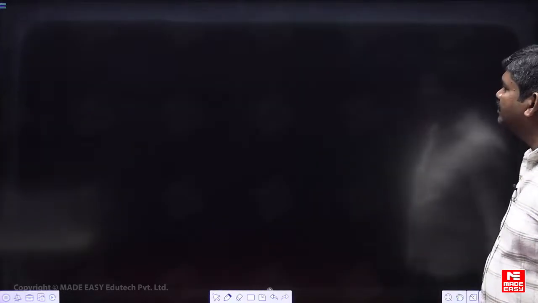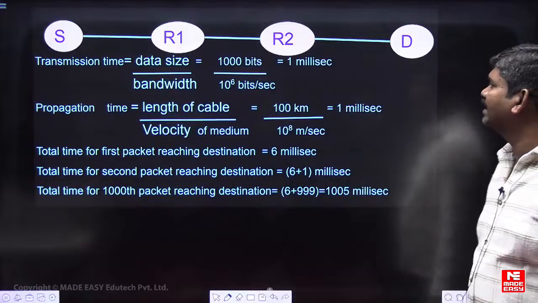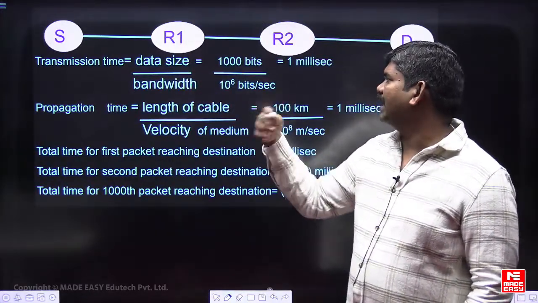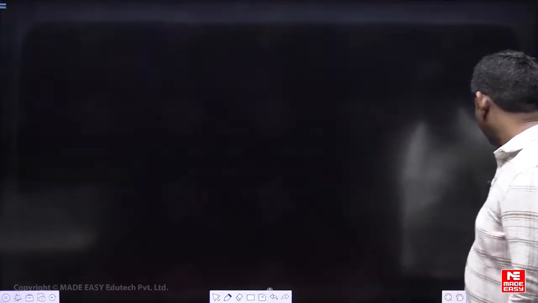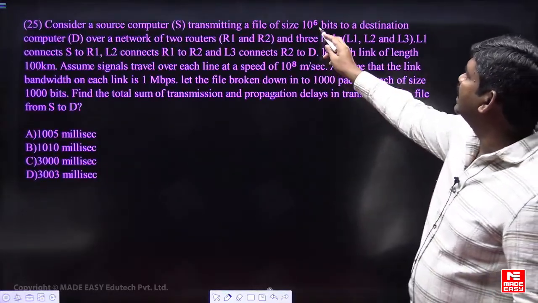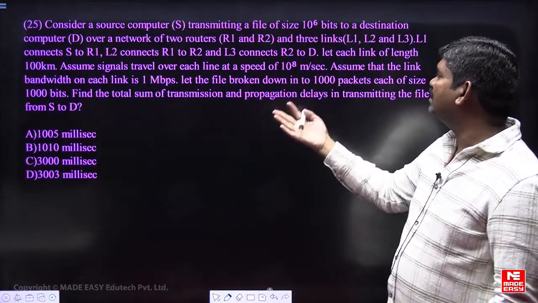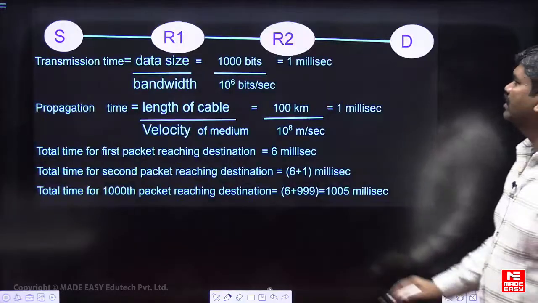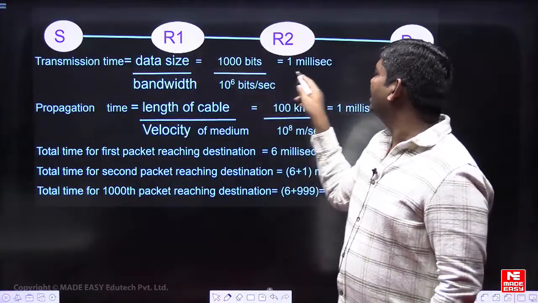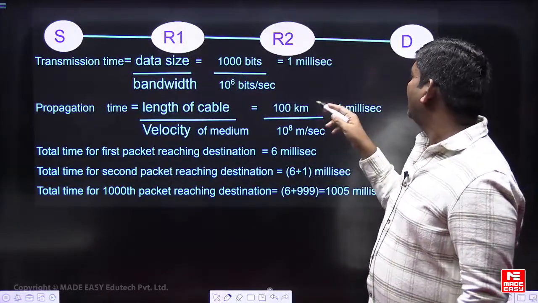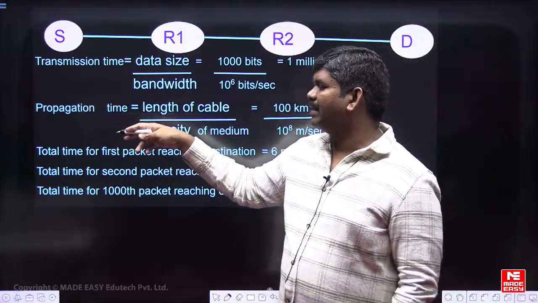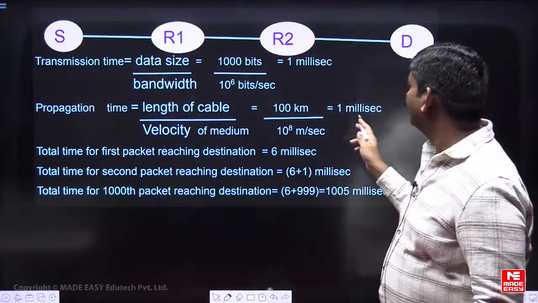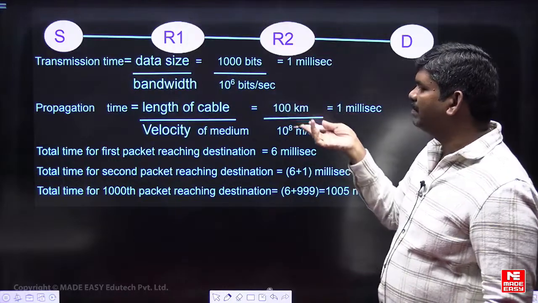Based on that, if you do the calculation, you divide into 1000 parts. The file size is 10 power 6. If you divide into 1000 parts, each part will be 1000 bits. 1000 bits by the given bandwidth gives 1 millisecond. And the propagation time, from the given length and velocity, is also 1 millisecond. So you can solve the same problem in 2 ways also.